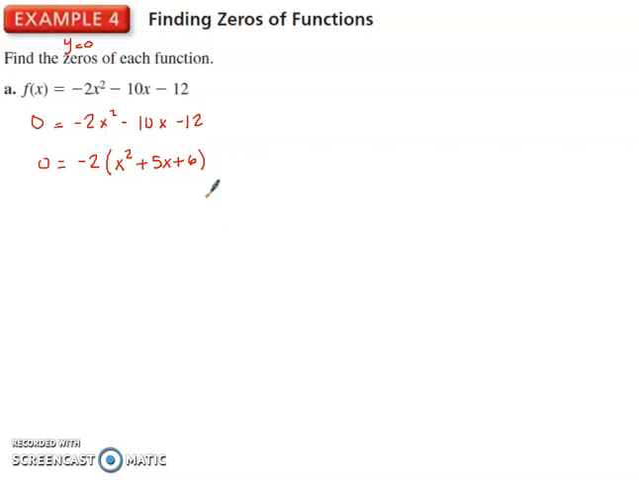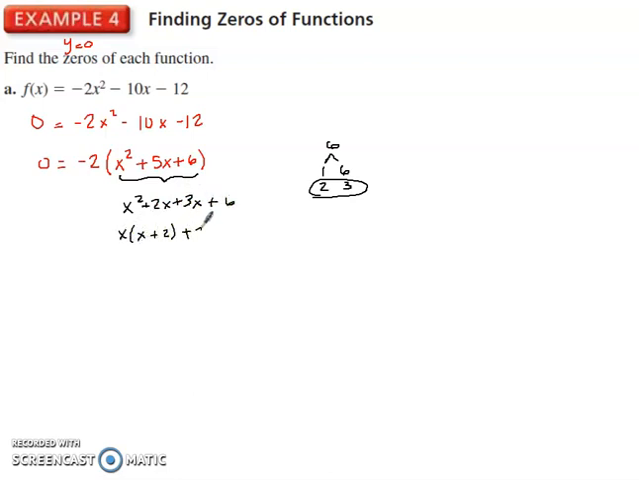And then I factor that x squared plus 5x plus 6. So x squared, the two factors of 6 that multiply to 6 and add to 5. 1 and 6 are not what I'm looking for. 2 and 3, this is what I'm looking for. So x squared plus 2x plus 3x plus 6.